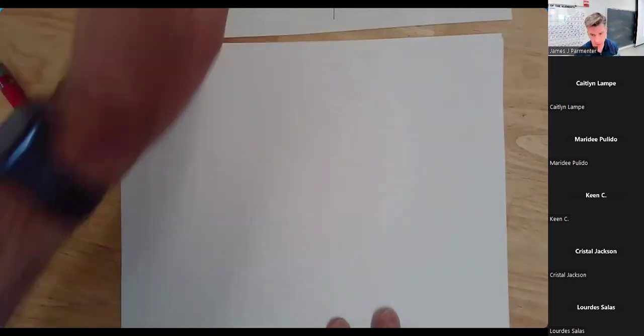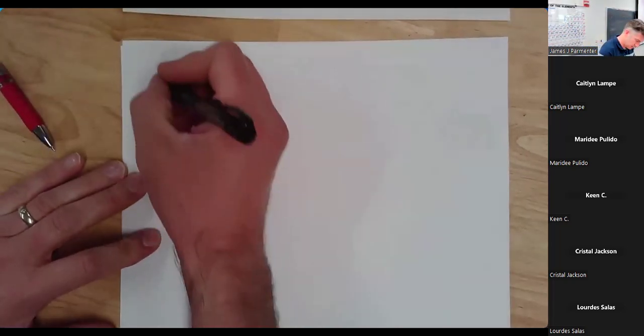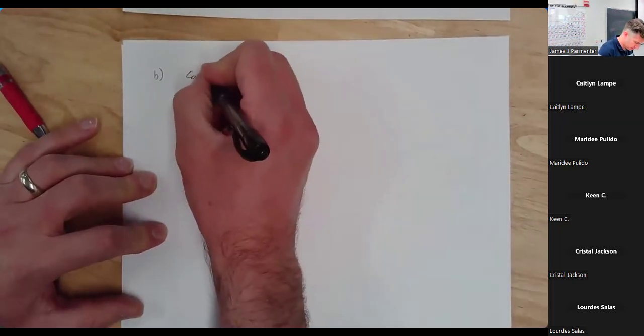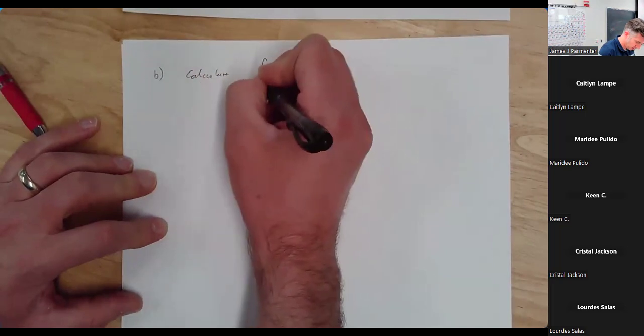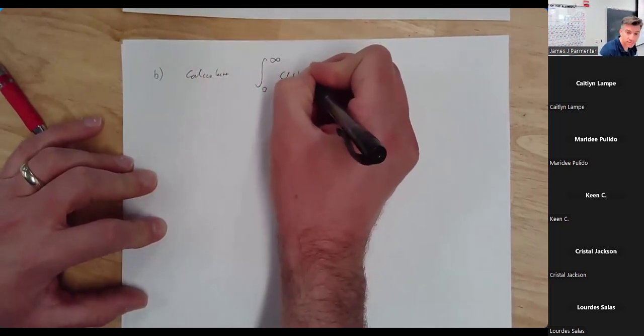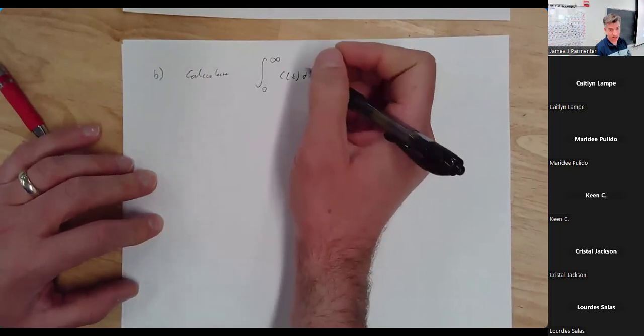Part B, part 2, is more straightforward in that it says, calculate the integral from 0 to infinity of c of t. And explain its significance.